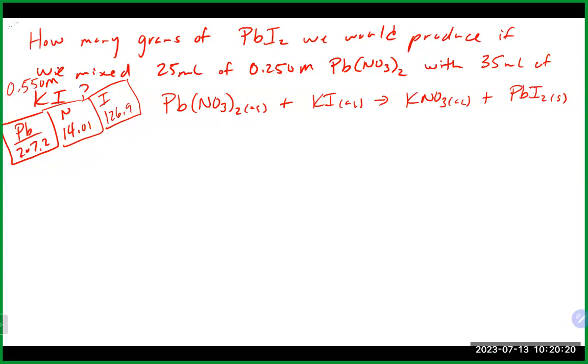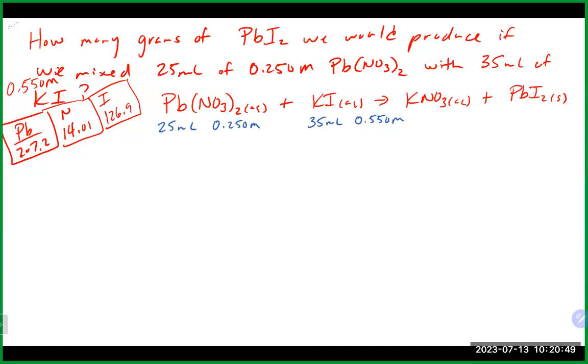Okay, let's take a look, see how you're doing, and just make sure everybody's on the same page in terms of the process here. So this is definitely a stoichiometry problem, as we have an equation and obviously some stuff given to us. We do have 25 milliliters of this one, and it has a molarity of 0.25 molar. We also have 35 milliliters of this one, and its molarity is 0.55 molar.